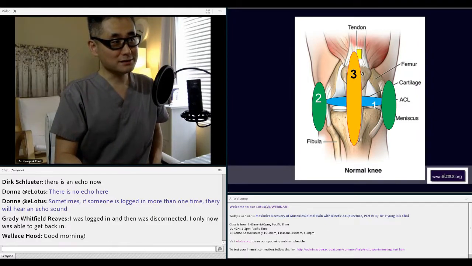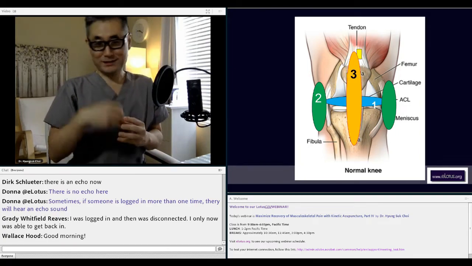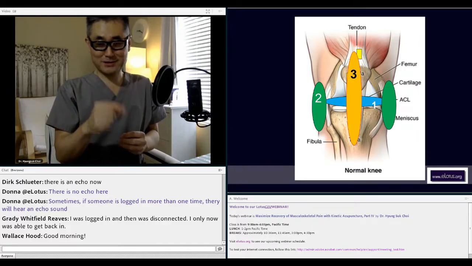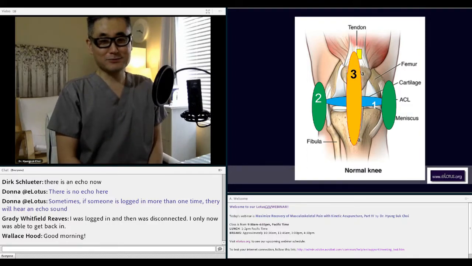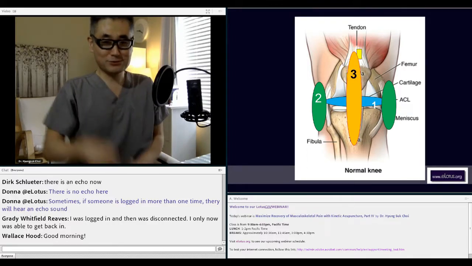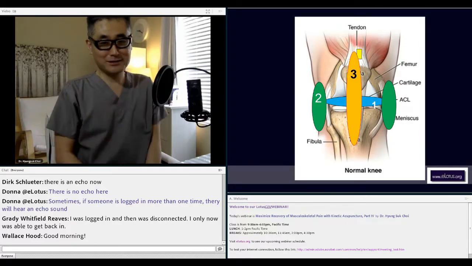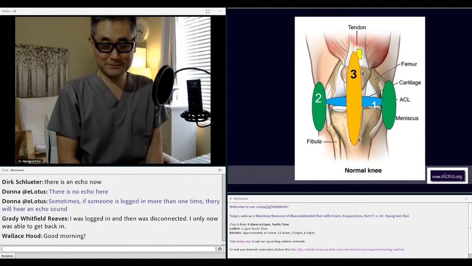So number one, this blue area is the intra-articular space. Articular means joint, intra means inside. So inside the joint there is cartilage. This is cartilage, the white one, and this is the meniscus cushion. And what else? What else do we have in this space? Not like the wrist, there are two ligaments. That is ACL and PCL.